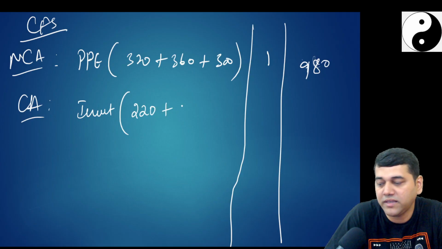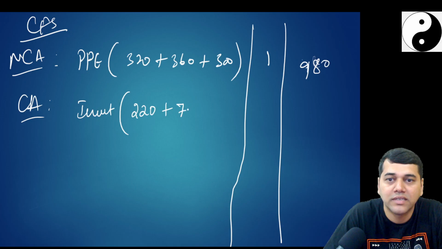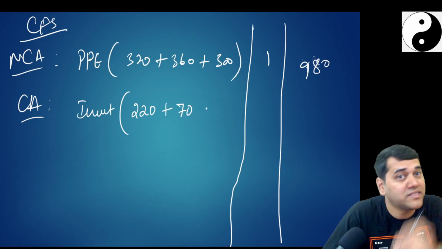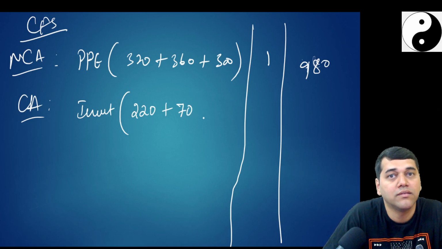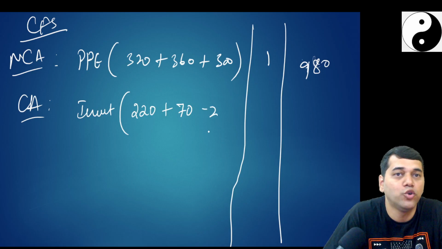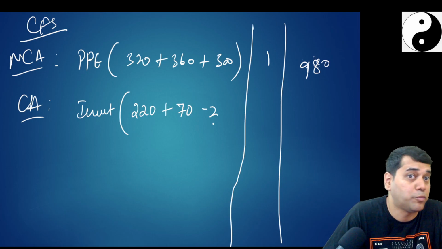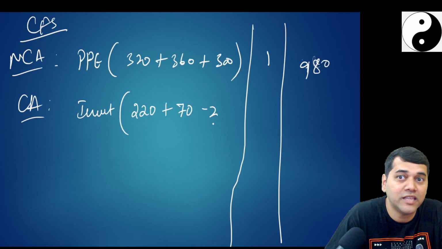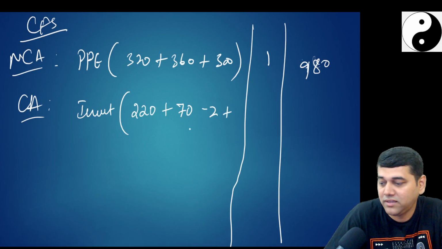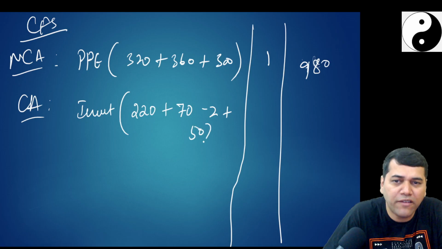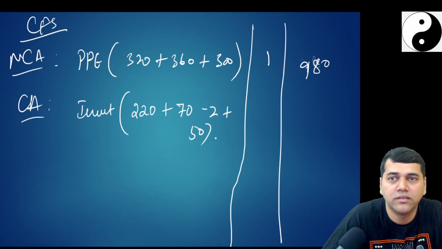220. How much is S Limited? 70. But is this 70 having URP? Should I not deduct 2? Where is the second leg? Since this is the post acquisition, the second leg is in the other equity. Plus SS Limited 50. Do you have any other adjustment relating to the inventory?